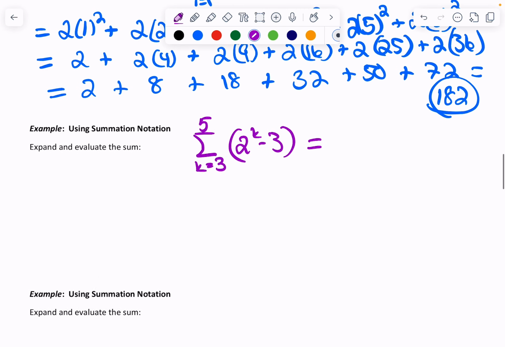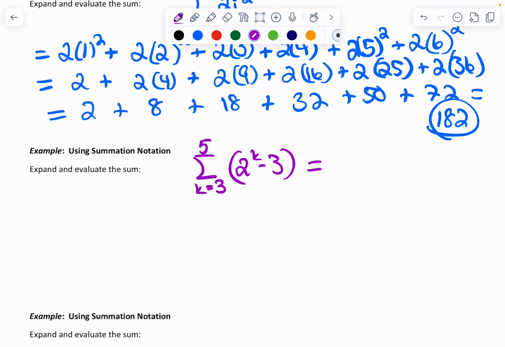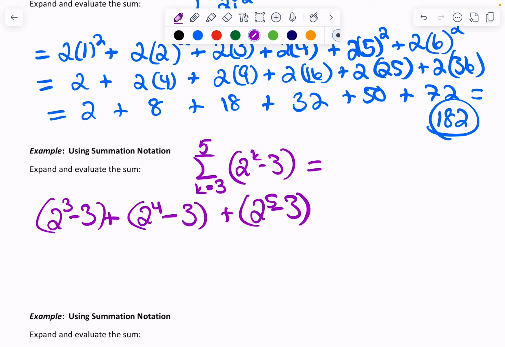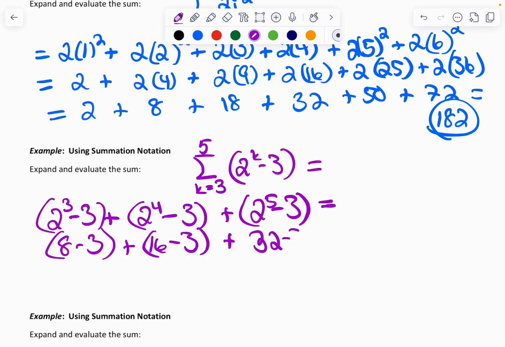Instead, what we've got here is we're starting with 2 to the power of 3 minus 3, so that's our first term. Next, we've got 2 to the power of 4 minus 3, and then our last one is going to be 2 to the power of 5 minus 3 because we're only going up to 5. Okay, 8 minus 3 plus 16 minus 3 plus 32 minus 3. So we get 5 plus 13 plus 29 equals 47.